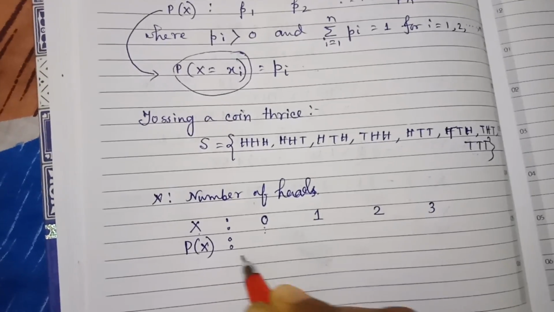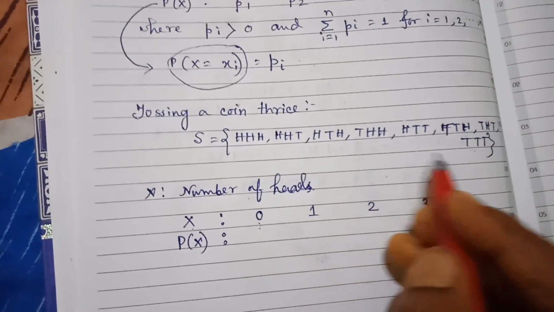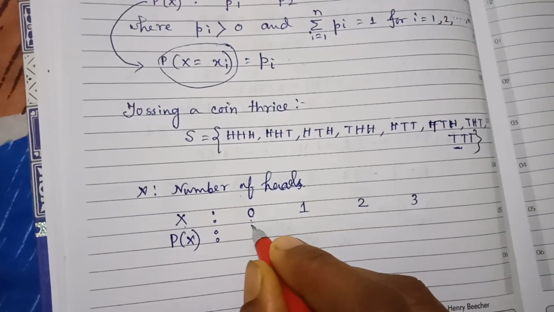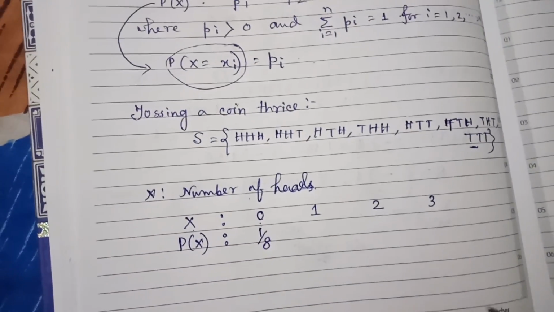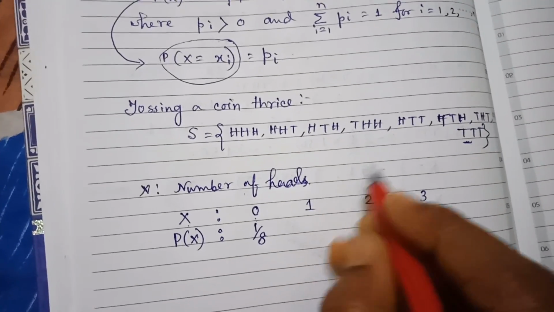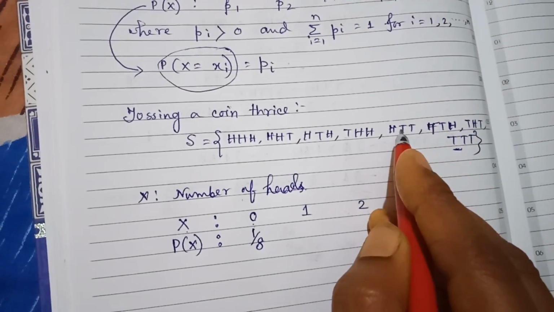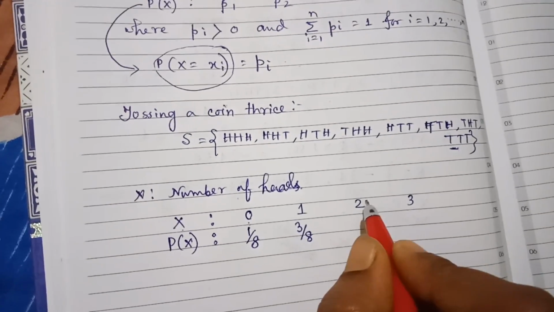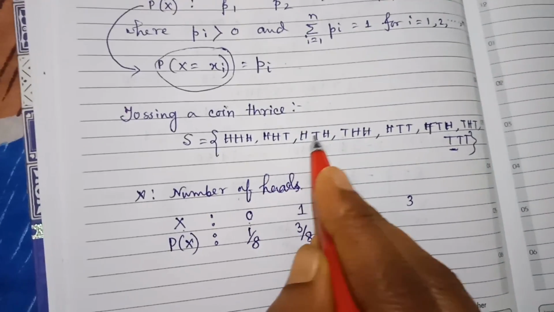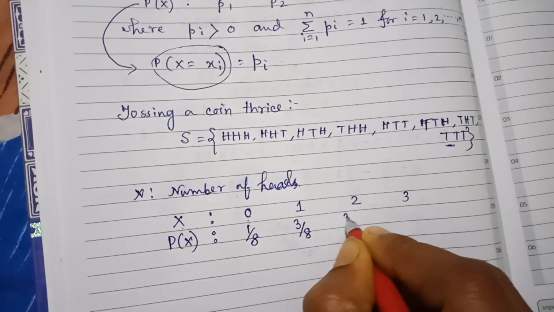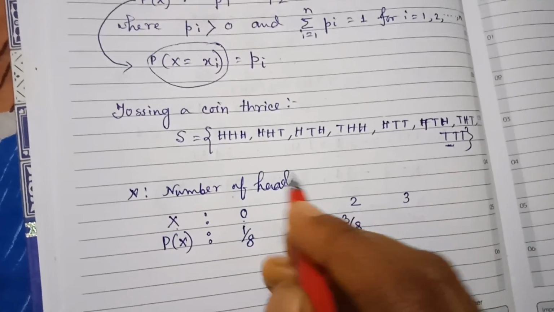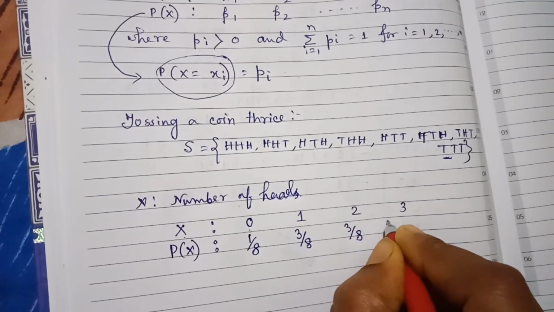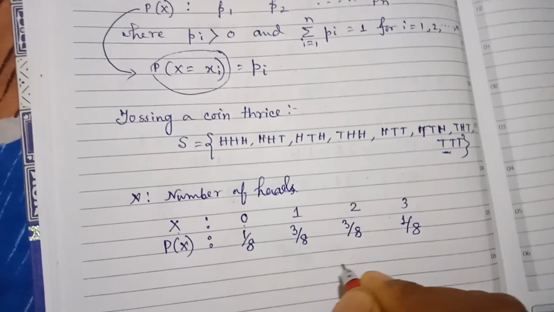Now probability of X equals 0. How many members are here for 0? 1 member. That means probability is 1 by 8. For 1, how many members? 1, 2, 3. So it will be 3 by 8. For 2, how many members? Again 1, 2, 3. So it's again 3 by 8. And for 3, how many members? There is only 1 member. So it's again 1 by 8.